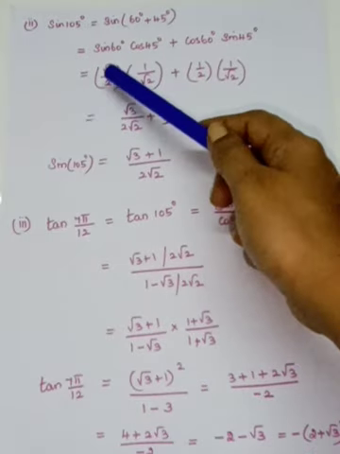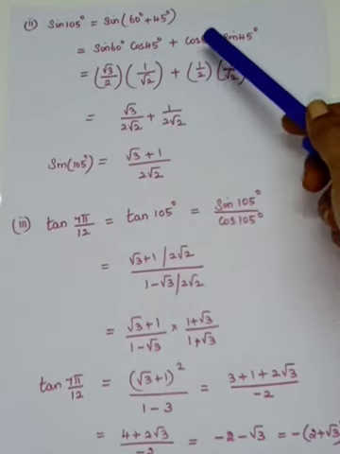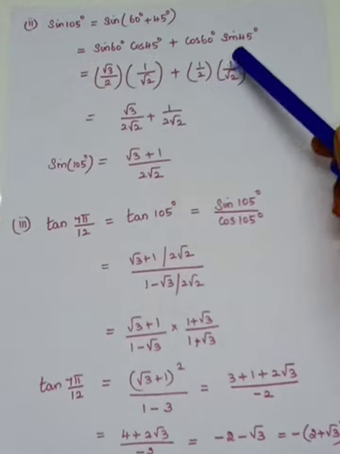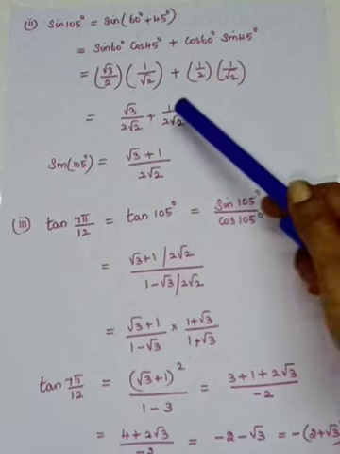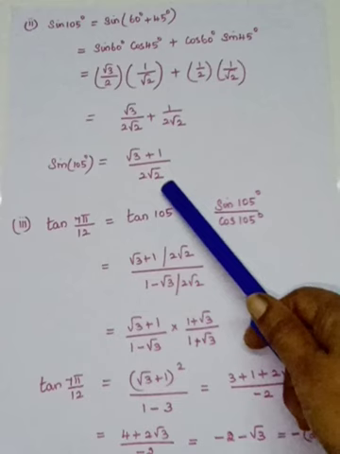And the trigonometric ratios have to be found. Okay, so sine 60 degree value is root 3 by 2. Cos 45 degree is 1 by root 2. Cos 60 degree is 1 by 2. Sine 45 degree is 1 by root 2. So you have to multiply and take LCM. So this is the answer.